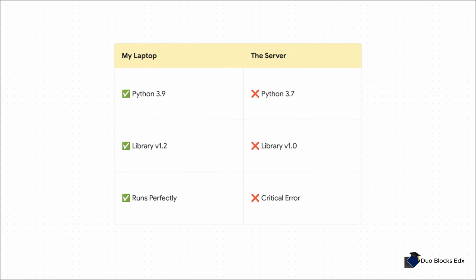And here's the classic culprit, right? On your laptop, everything is perfect. You're running the latest Python 3.9. You've got library version 1.2. It's all good. But the server? Oh, the server is stuck back on Python 3.7 with an older library. And that's it. That tiny difference is all it takes for your beautiful code to crash and burn with a critical error. This, my friends, is what we call dependency hell.